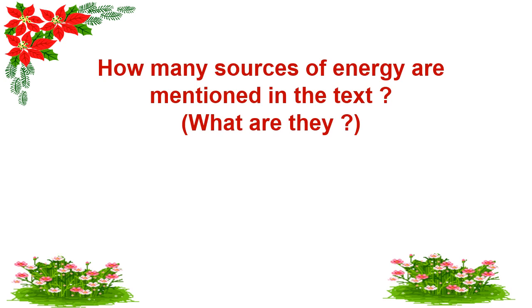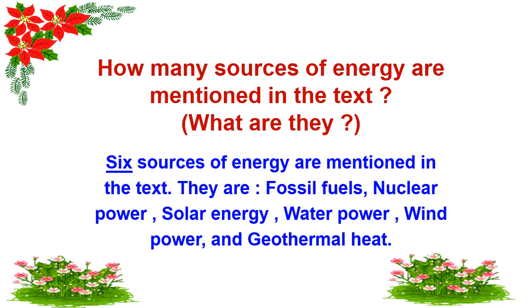The second question, how many sources of energy are mentioned in the text? What are they? I'm sure that most of you answer that there are 5, but in fact there are 6. 6 sources of energy are mentioned in the text. They are fossil fuels, nuclear power, solar energy, water power, wind power, and geothermal heat.